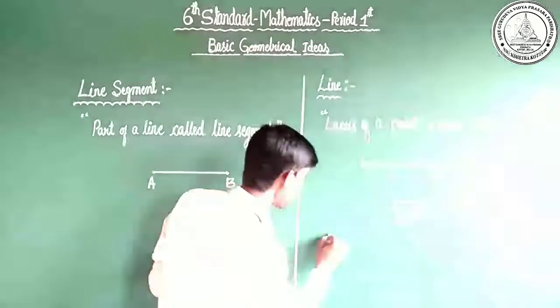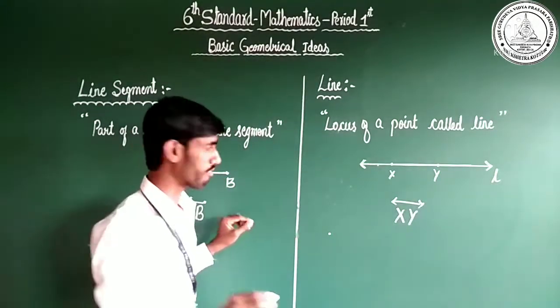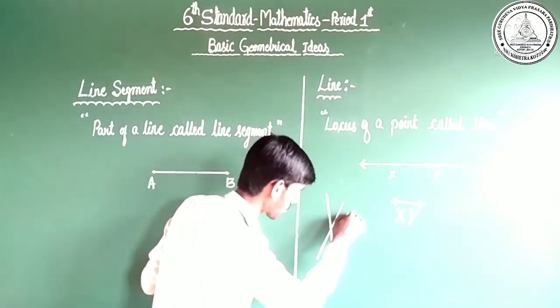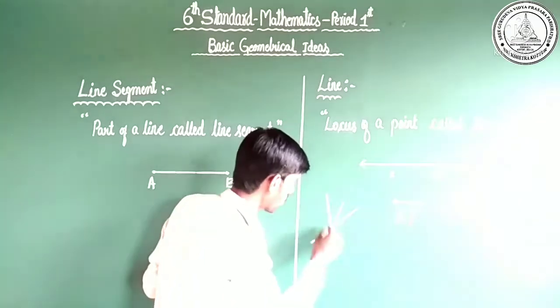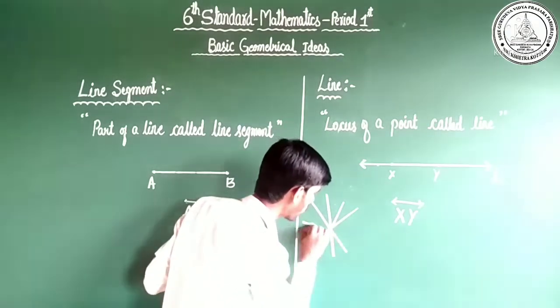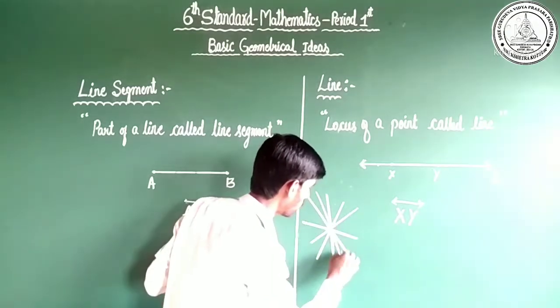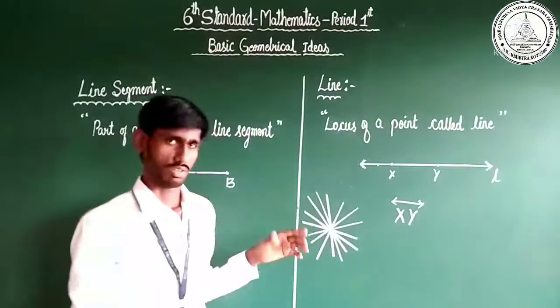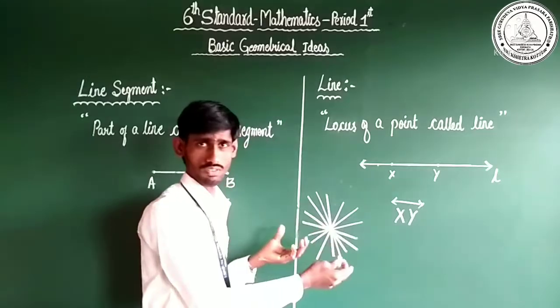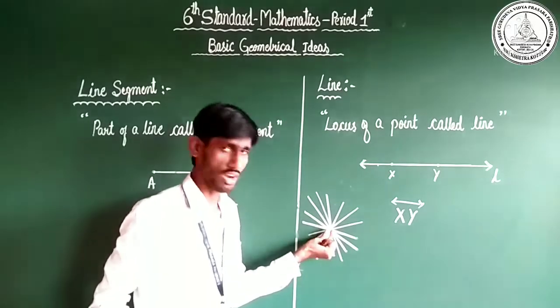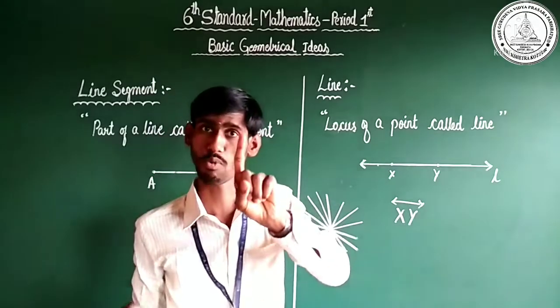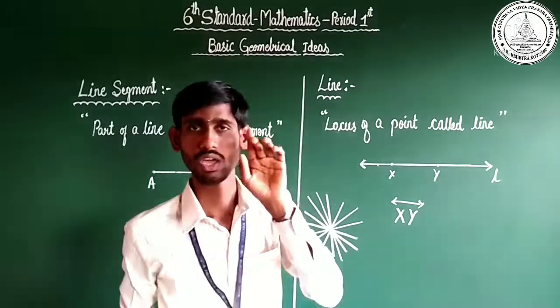Through a single point, we can draw a number of lines. Observe here. Dear children, this is a very important note. We can draw one more line. Through a single point we can draw an infinite number of lines.